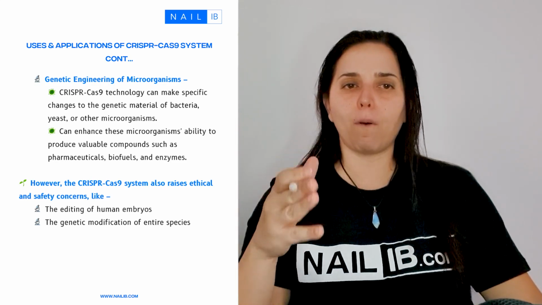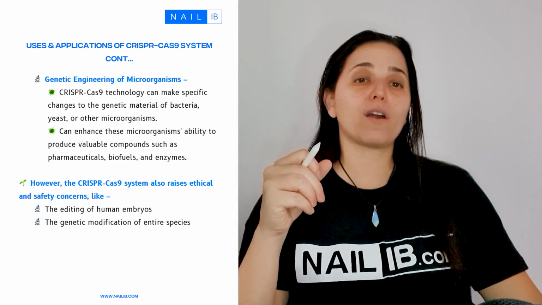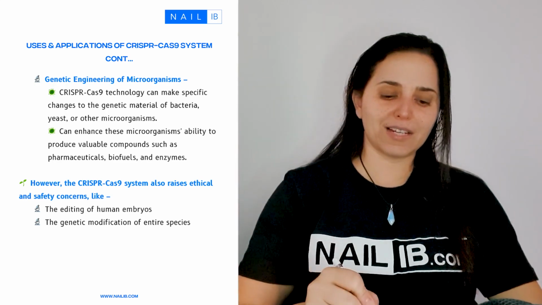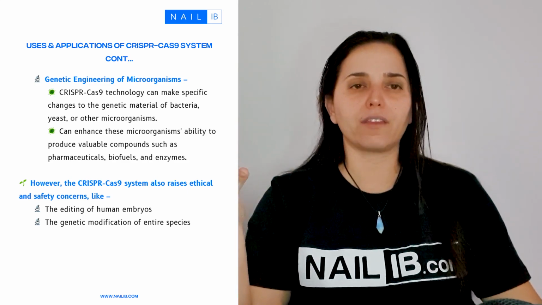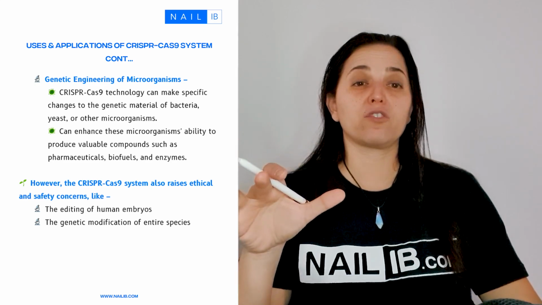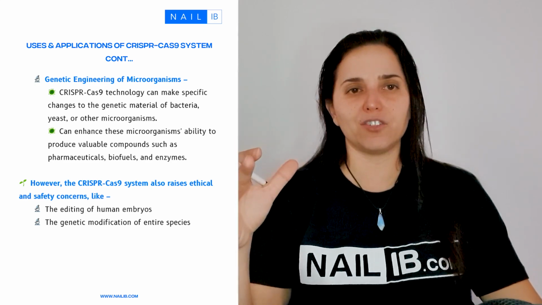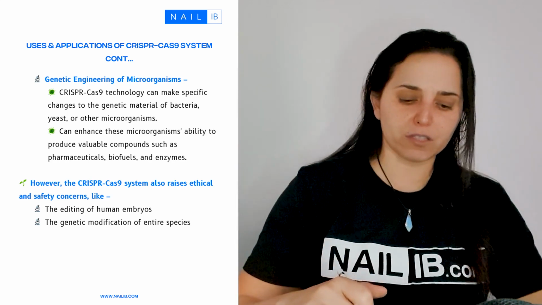However, there's an ethical part to this CRISPR-Cas9. Sometimes we're trying to edit human embryos and make the embryos look like what we want, whatever color that we want, the hair, the eyes, and that can be a little bit unethical. And of course, sometimes we're trying to change the entire genetics of a species. So these are ethical issues that we have to look into when we're working with CRISPR.